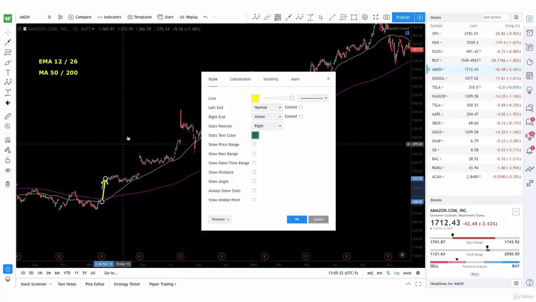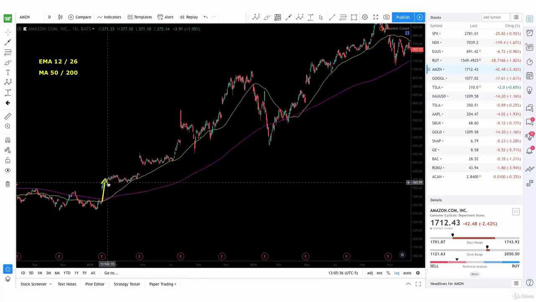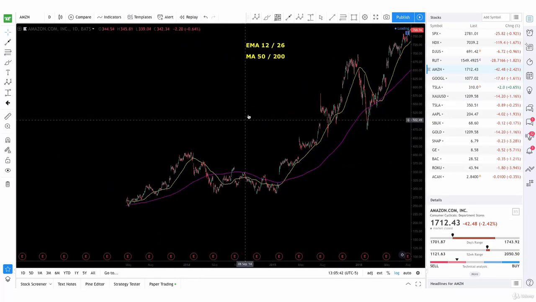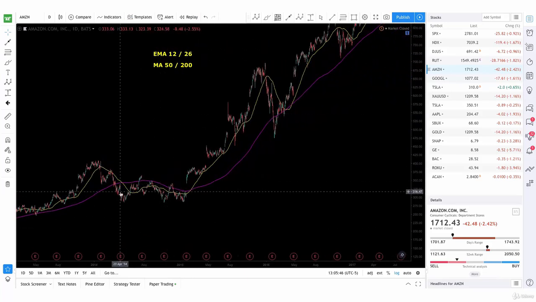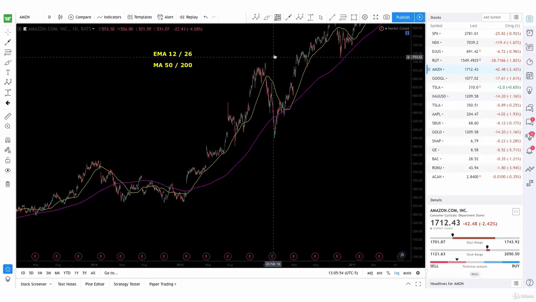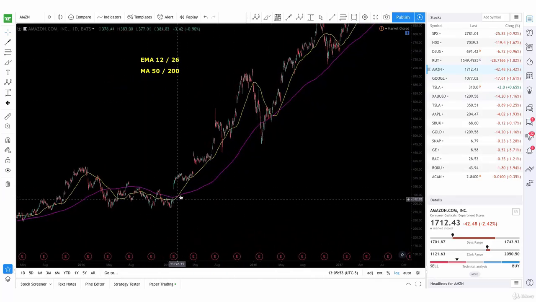Now, 200 daily moving average is very important in technical analysis. It's usually the line that separates a bull market from a bear market. Okay. So when prices are under the 200 moving average, it's going to be pretty bearish. And if they're going to be over the 200 moving average, which is the purple one, it's usually a very bullish sign.